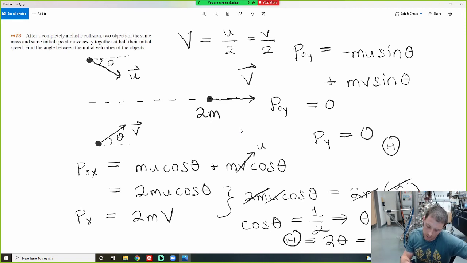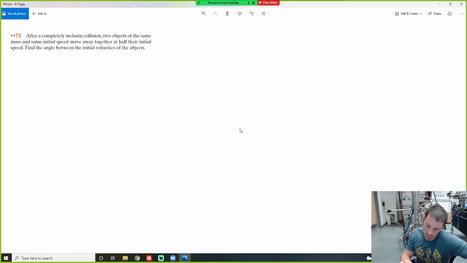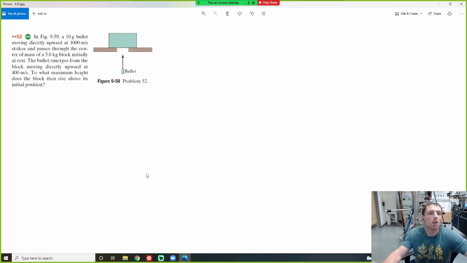So I'm going to clear my screen here and we'll move on to the very last problem. Okay, so in the figure, a 10-gram bullet moving directly upward at 1,000 meters per second strikes and passes through the center of mass of a 5-kilogram block initially at rest. The bullet emerges from the block moving directly upward at 400 meters per second. To what maximum height does the block then rise above its initial position?